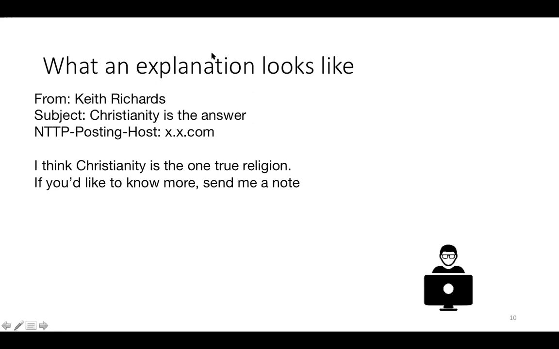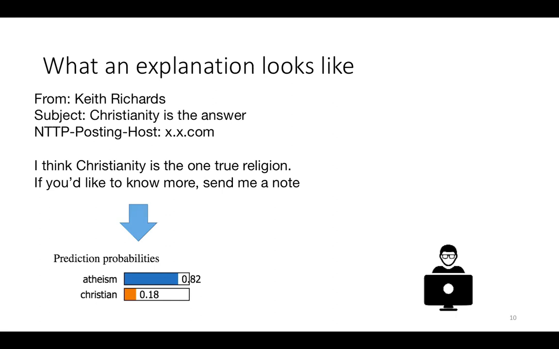However, to the surprise of the authors, this is what happens. The prediction probability for atheism is 0.82 and for Christianity is 0.18. Now the question is, why did this happen? There are two questions here: why did this happen, and how does one go and fix it. But the first thing you have to observe is why did this happen.